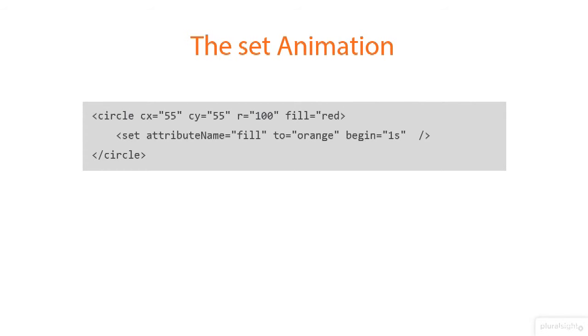So as said, the set animation simply switches the value of a property at some point. So it's not really an animation, it is just switching a value. There's no transition or something else possible here. So here in the sample, we see a circle and then a set animation inside of the circle. This animation simply changes the value of the fill attribute to orange after 1 second.